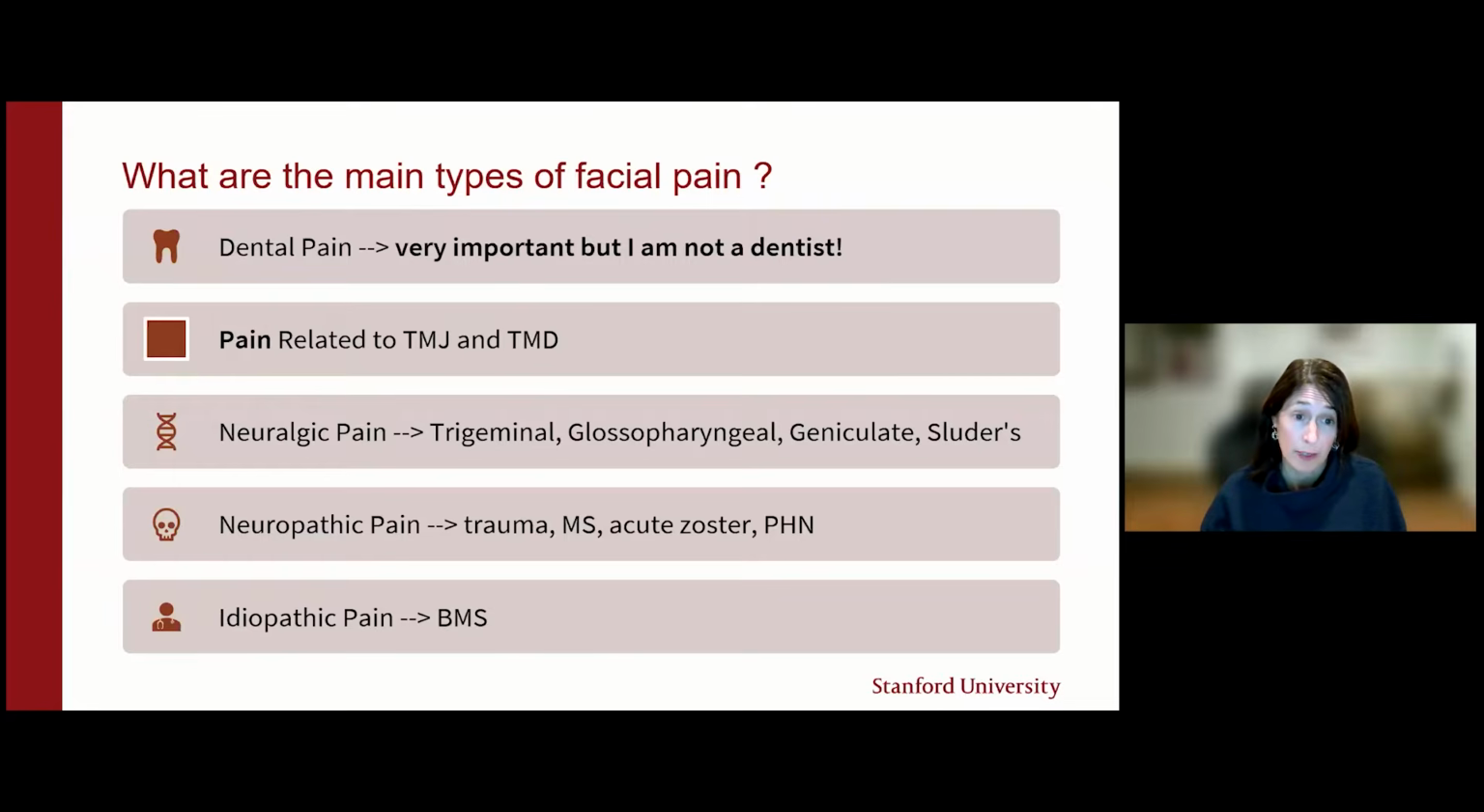There's also neuralgic types of facial pain, and that means pain caused by nerve irritations or nerve injuries. Probably the most common one you've heard of is trigeminal neuralgia, but there are other forms of neuralgia as well. And then there is neuropathic pain, which is pain that is usually due to nerve injury, and that has a little bit of a different presentation than neuralgia, which we also talk about. And then there are some other types of pains that we don't know much about, like burning mouth syndrome, which is what BMS stands for. Those are pains that we need to do more research into and try to understand better.